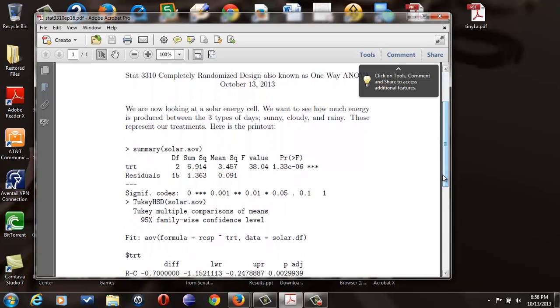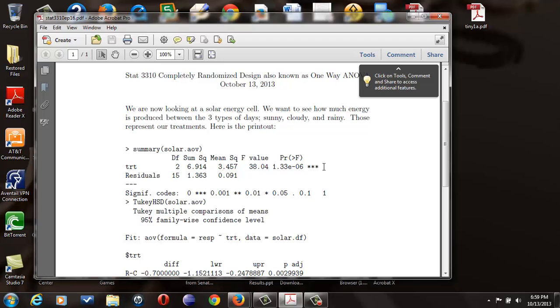So here we have our printout. So we have treatments, and we have 2 degrees of freedom. So we have 3 types of days. Our treatment degrees of freedom is always the number of treatments minus 1. So it's 3 minus 1, or 2. Okay? Our Pr greater than F, that's our p-value that we'll use in a little bit. In this case, we see it is very small.